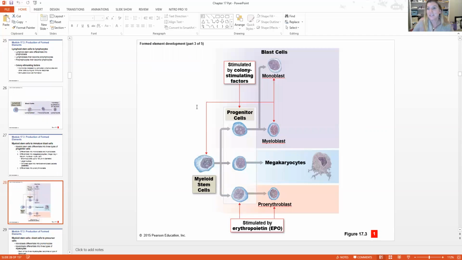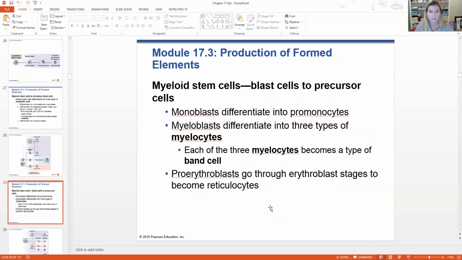So here it is, this whole picture, right? You had the myeloid stem cells, and myeloid stem cells can be broken into the myeloblasts, megakaryocytes, or pro-erythroblasts. Those myeloblasts, again, all stimulated by these colony stimulating factors, can differentiate further, right? Myeloblasts and monoblasts, megakaryocytes, pro-erythroblasts. The pro-erythroblasts are actually stimulated by something different than a colony stimulating factor. They're stimulated by a hormone called erythropoietin, EPO. Erythropoietin is a hormone that is released from the kidneys, which we'll talk about a lot later.